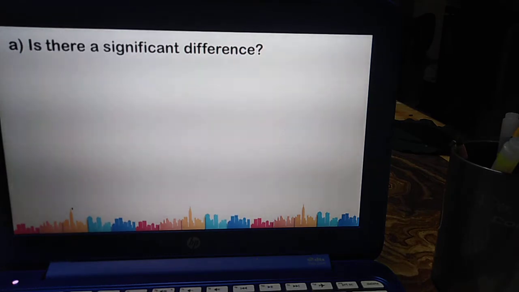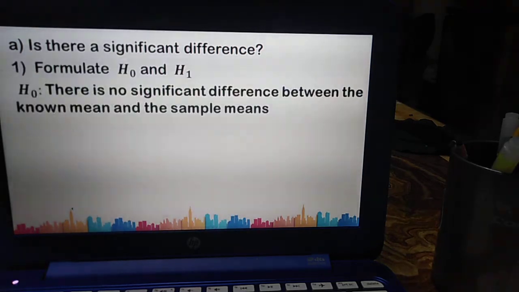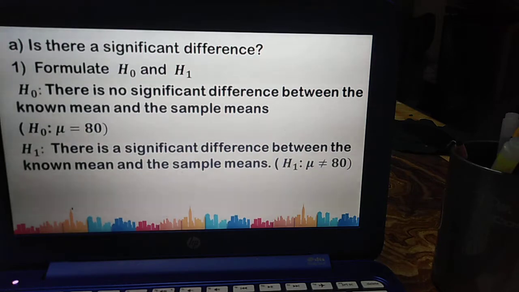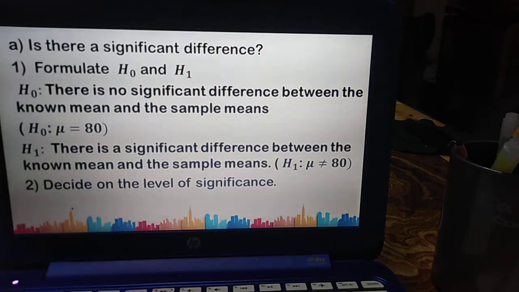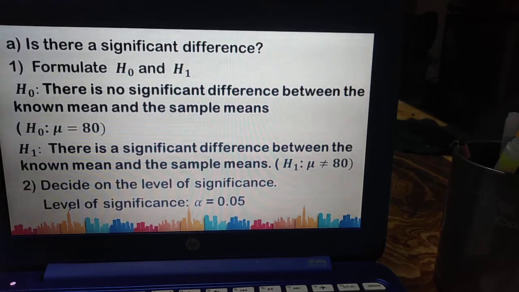So let's look at our first problem. Is there a significant difference? Because you were asked for a significant difference, therefore, our null hypothesis will be there is no significant difference between the known mean and the sample mean. And our alternative hypothesis will be there is a significant difference between the known mean and the sample mean. Our level of significance is 0.05.